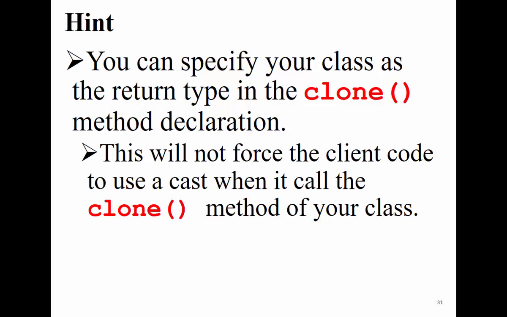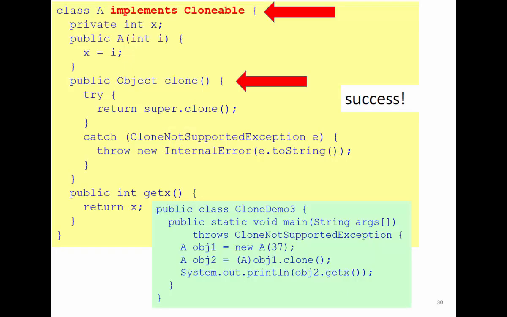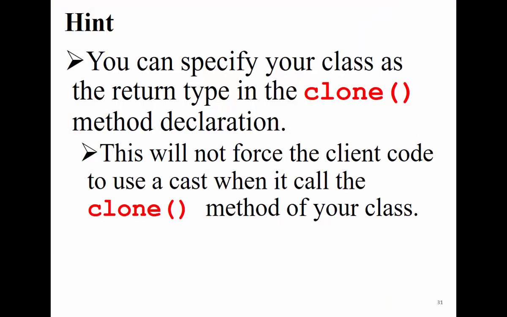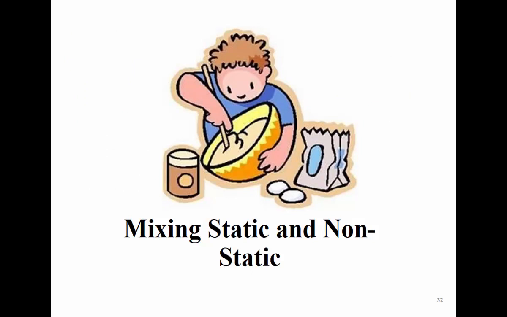Here is a hint: on the clone header, where we put public Object, you can change the Object return type and put A instead. So you avoid doing the casting on the client side. You just return an object of type A in the header of your method. Any questions?